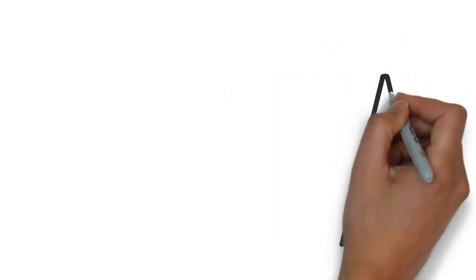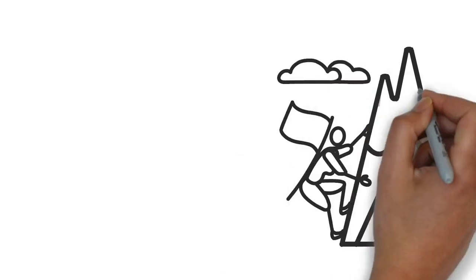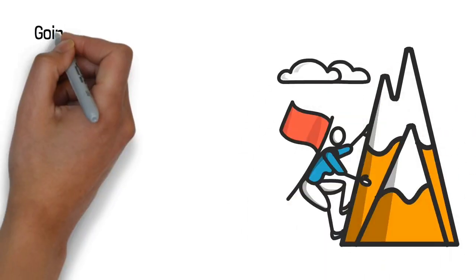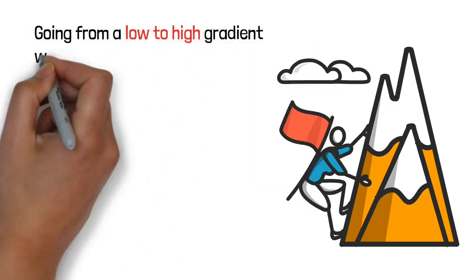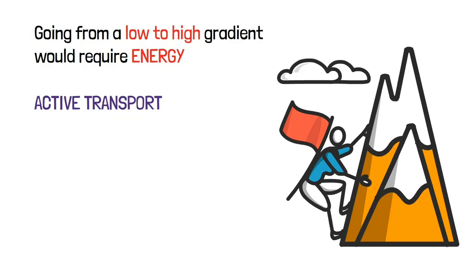Now, if this is a little bit confusing, I do understand. To help you with this, we can pretend we're climbing up a mountain. We're going from a low to high gradient. This is going to require a lot of energy. We can say this is the active transport. It's going from a low to high, and it requires energy.